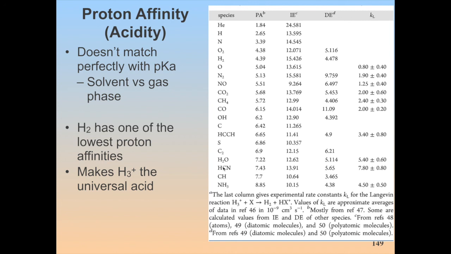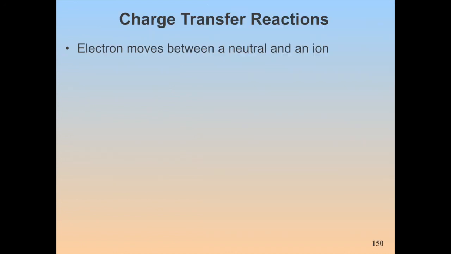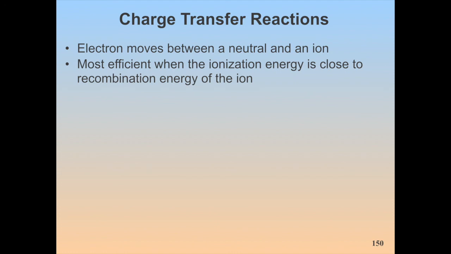Now these things are charged. Now we can have our ion neutral reactions. Next up are charge transfer reactions. So in this kind of case, the electron moves between the neutral and an ion. So this is going to be most efficient when your ionization energy is close to the recombination energy of the ion, because in those kinds of cases, you're not going to have excess energy that the molecule or the atom has to get rid of, and that means you're not going to have extra photons that need to be emitted, which could potentially, while you're waiting for that to emit, wind up dissociating the molecule.